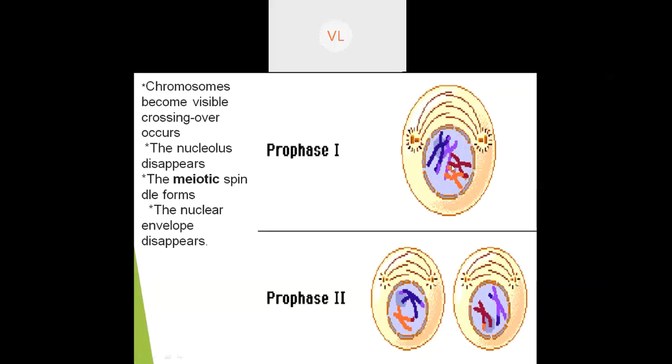In this you can't see any more nucleolus. And here, the third point, the meiotic spindle forms. The meiotic spindle forms means what? These are the spindle fibers, this semicircle line. These are known as spindle fibers. And at the last, the nuclear envelope disappears. The nuclear envelope means this part, even the nuclear envelope also disappears.